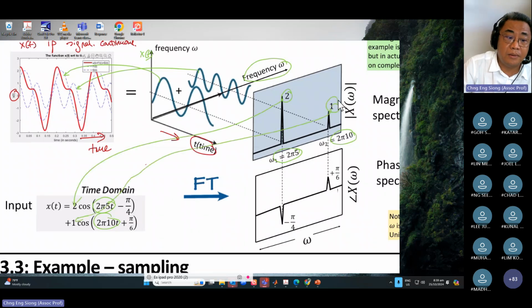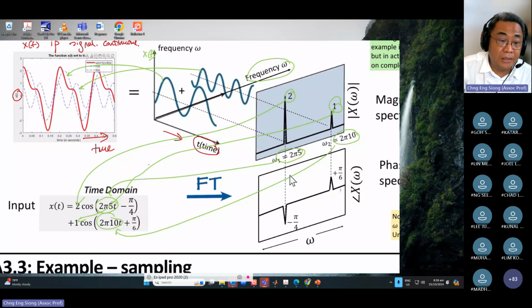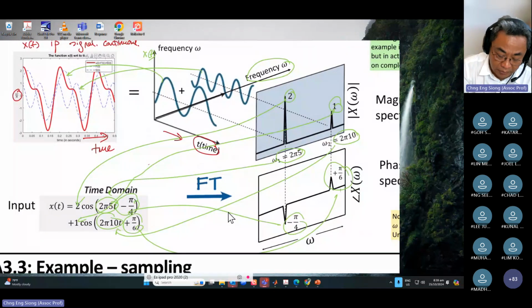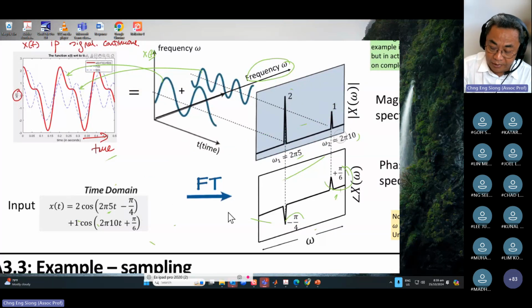So 2 and 1 are sitting here. The frequency is sitting there. And then all I need now is the phase shift. Minus pi is here, and plus pi is here. So I erase all these now. And you'll see that this is the other way I could have observed my time signal.